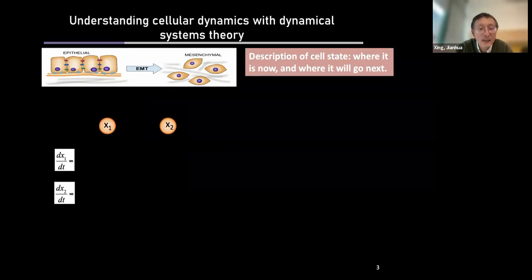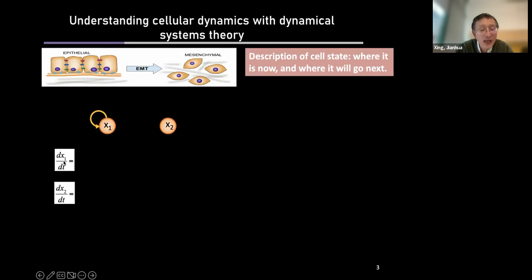There are other examples like differentiation and reprogramming. So we want to write down a set of dynamic equations. Let's use a generic example. Let's say we have a system. We know there are two genes. That's important, so we identify them. We write down their change over time.